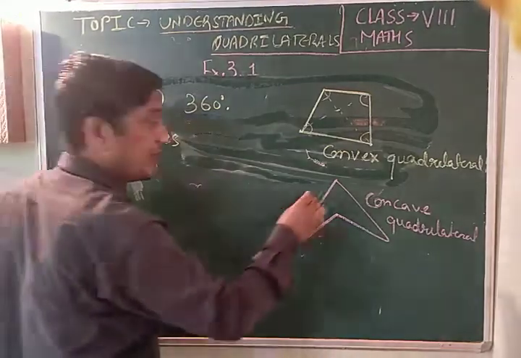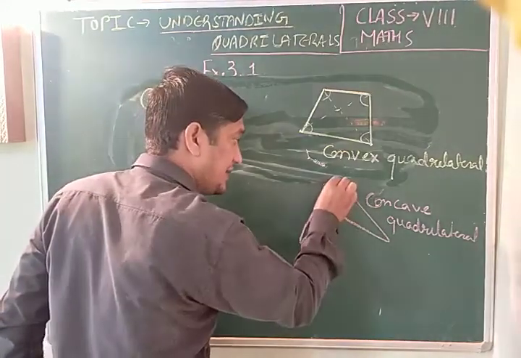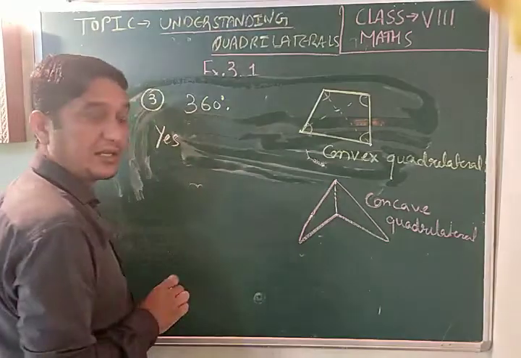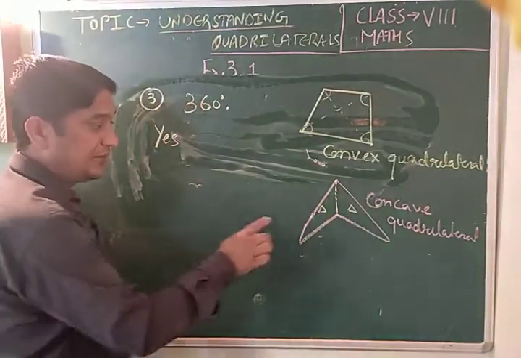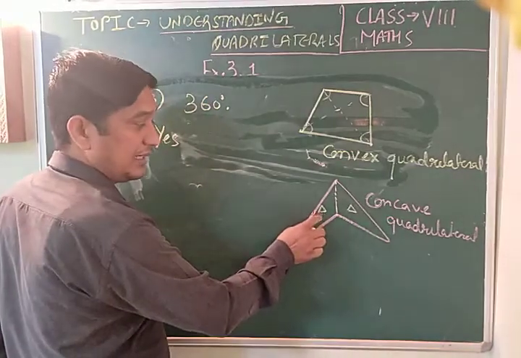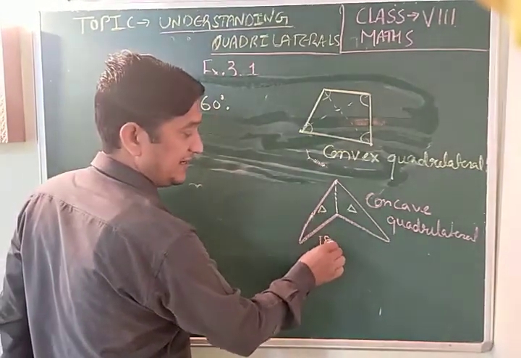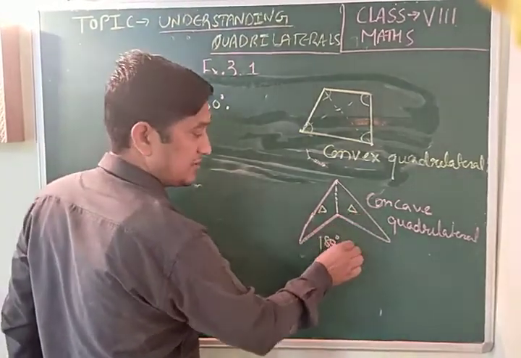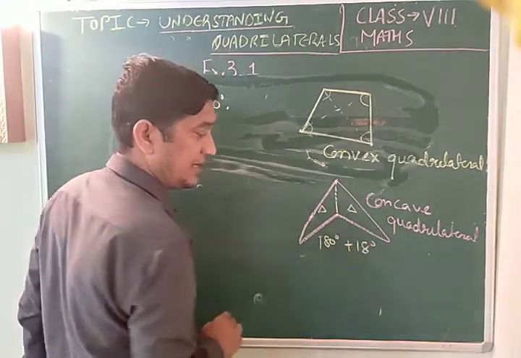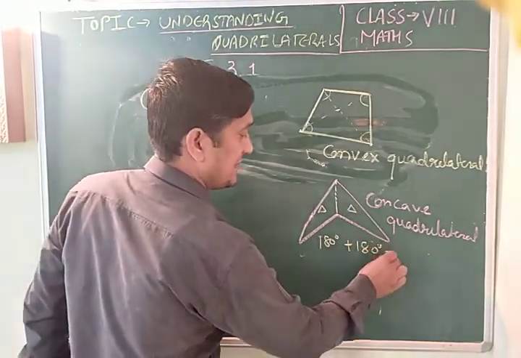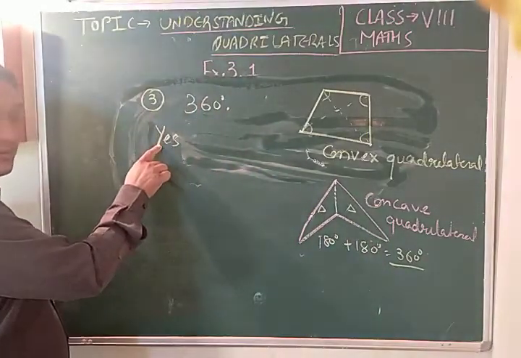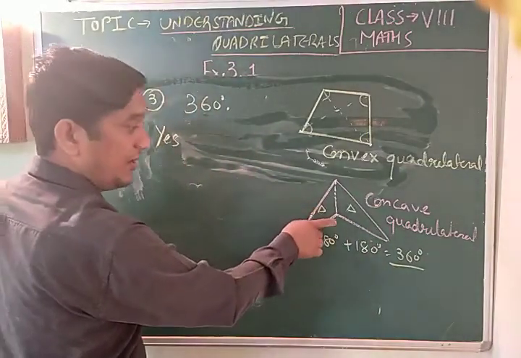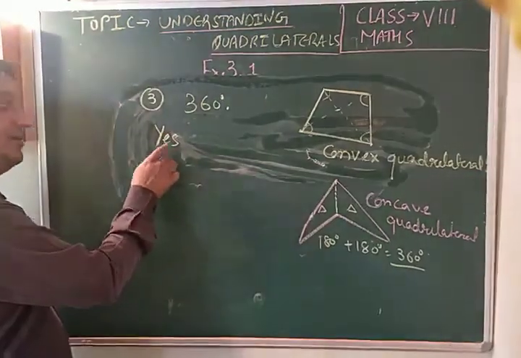We can check this. Now draw the diagonal. This is the diagonal. Now it forms two triangles, triangle this and triangle this. And we know that the sum of all the angles of a triangle is 180 degrees. And this is also a triangle, so same property here also, 180. It becomes 360 degrees. So yes, we can say that this property holds for a concave quadrilateral also.